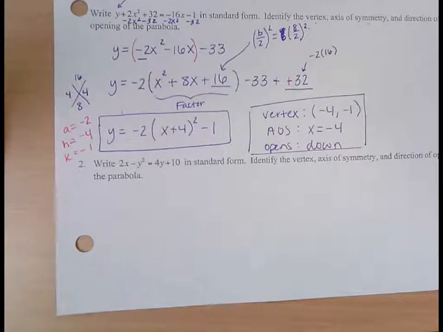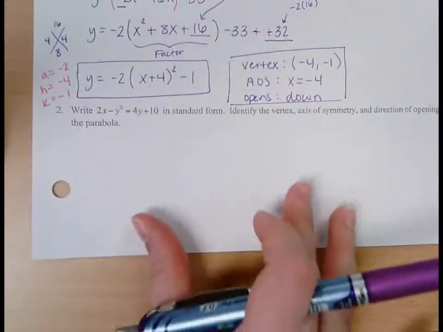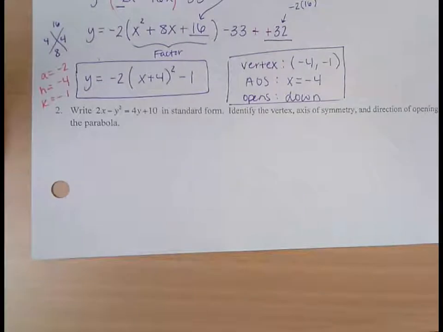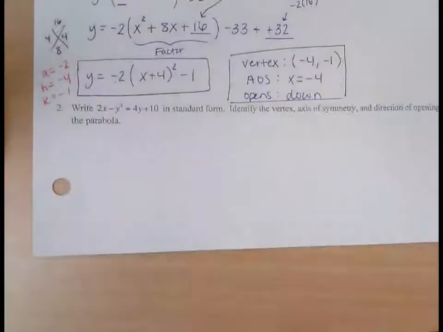Okay, then for number 2, I want to go through this one with you also because it does work out a little bit differently. First of all, looking at the equation that we have, is our standard form going to be the same one that we had before with y equals, or will it be with x equals? Which variable do we want to get alone first?